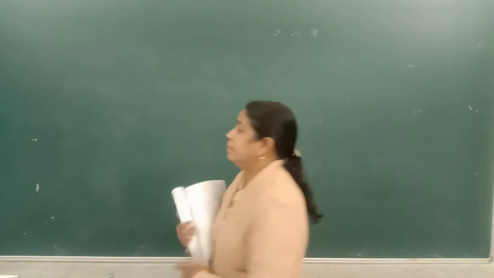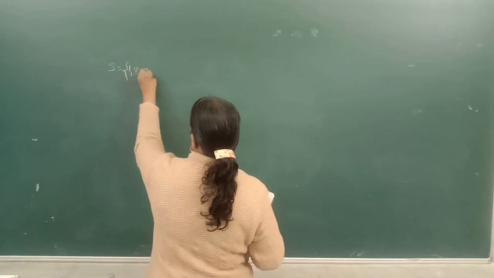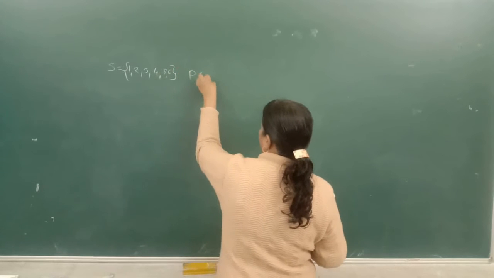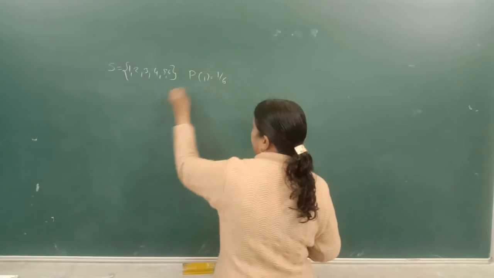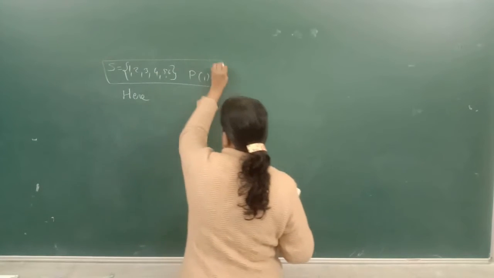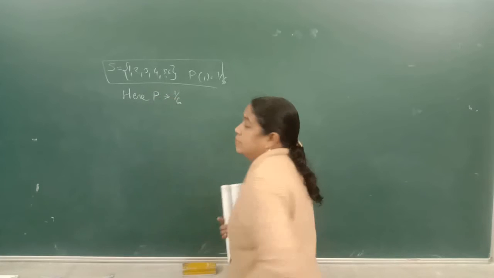See here, let me tell you, what is the sample space? 1, 2, 3, 4, 5, 6. So 6. So what is the probability of getting 1? That is 1 upon 6. So here, you can write this in rough, no need to show here. P is equal to 1 by 6.